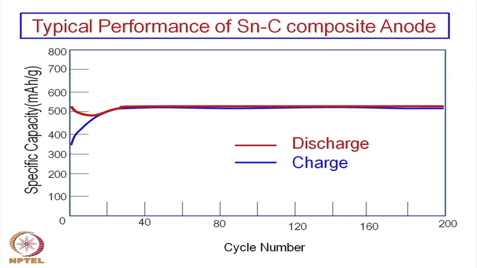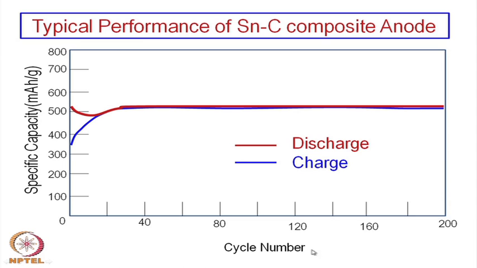This is a typical performance of a tin carbon composite anode. Okay. We have seen carbon anode, graphite anode can be replaced by some other composites including other metals.